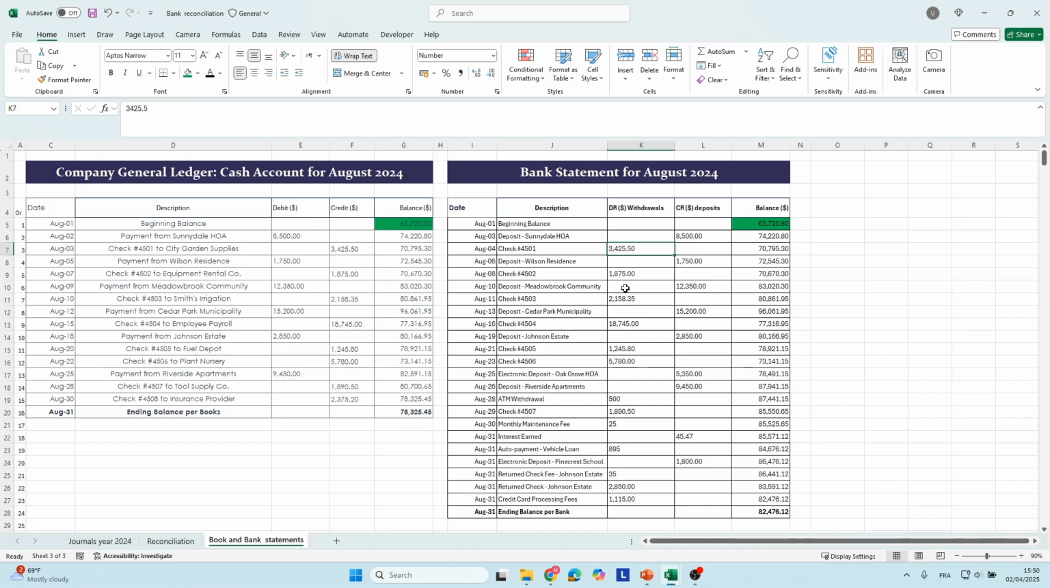Now let's start our reconciliation. So we have the first amount that you can see in the bank, 8,500, the same amount, it's shown in the bank statement. Then we have 3,425 US dollars. We have the same value in our bank. So we continue for all the similar items.